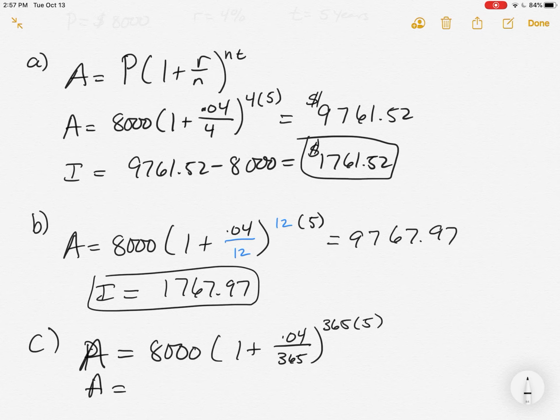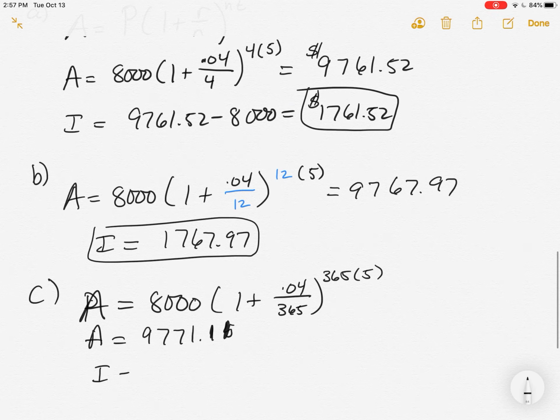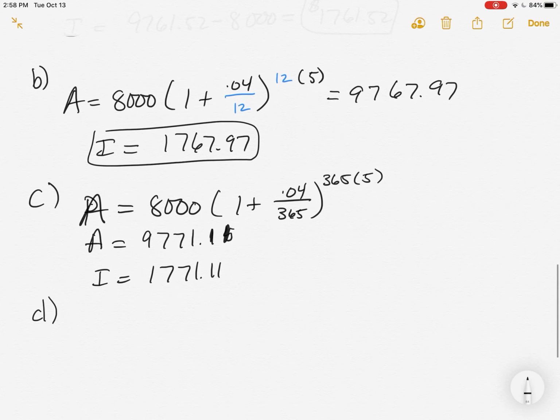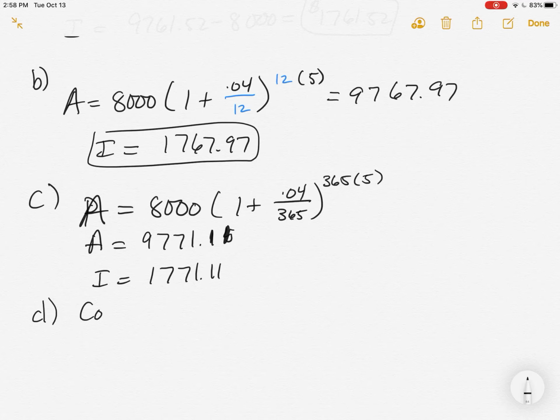So if it was done every single day, we get 9,771.11. And so the interest earned would be that minus 8,000, so $1,771.11. Now, you could think that this would grow without bound, but that's what Part D is dealing with, continuously compounded interest.